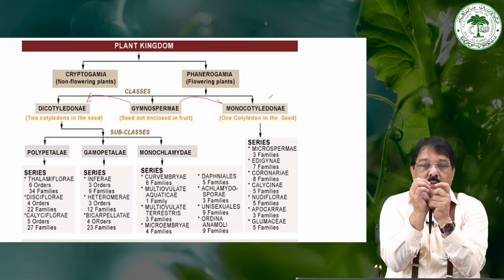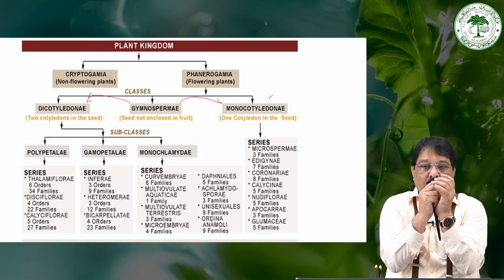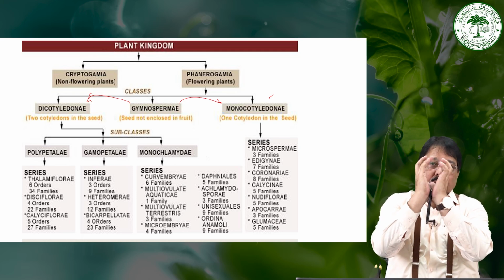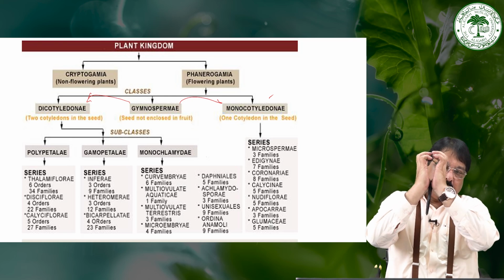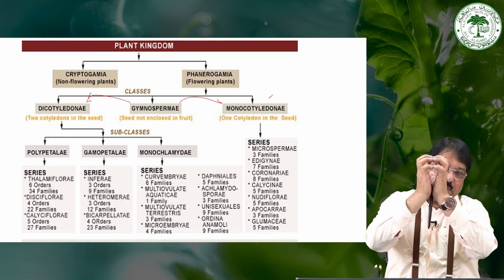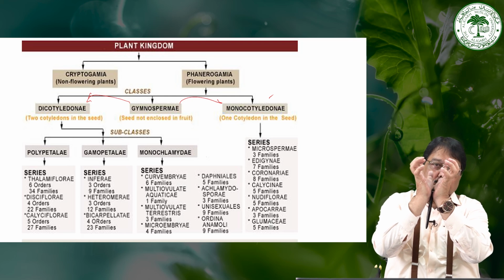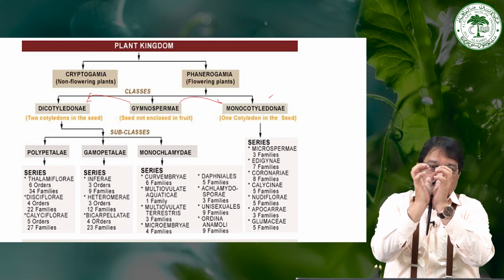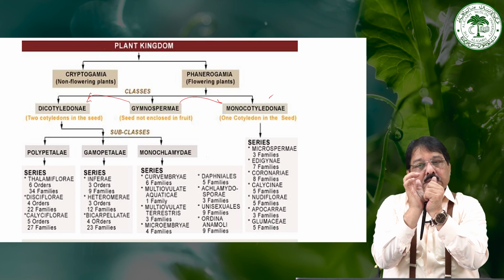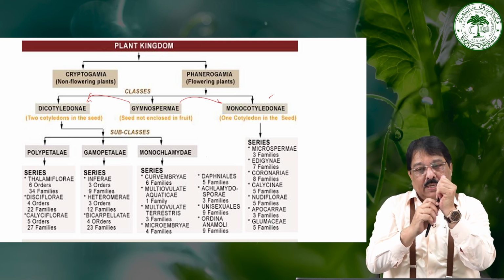And if the ovary moves downwards, all the flower parts arise from the top of the ovary. This is the ovary. The ovary occupies the inferior position. All the flower parts arise from the top of the ovary. So it would be called epigynous.